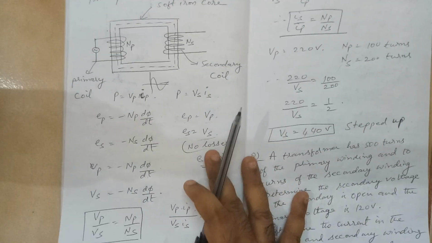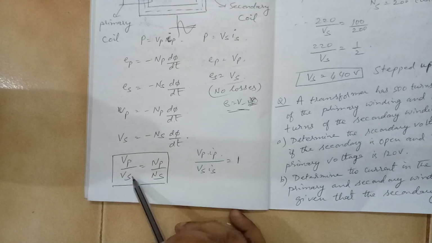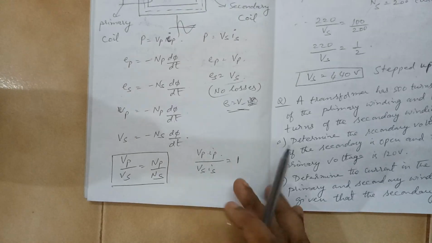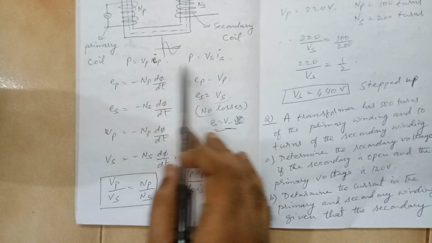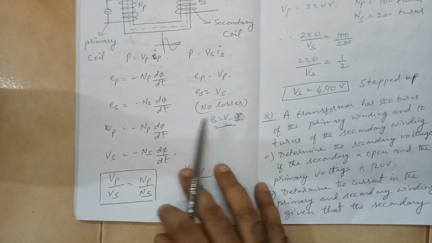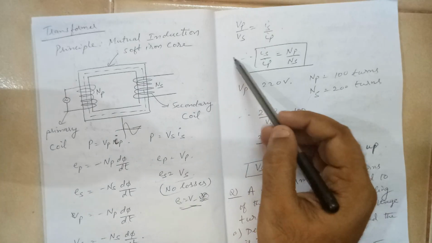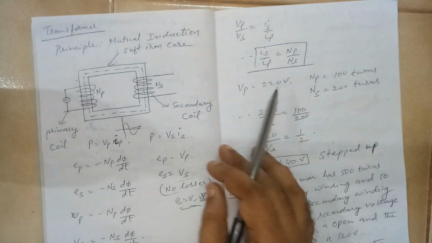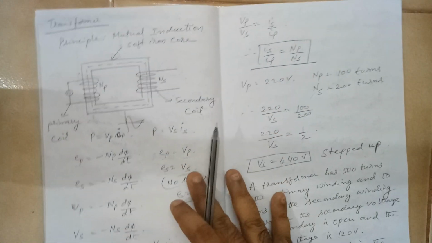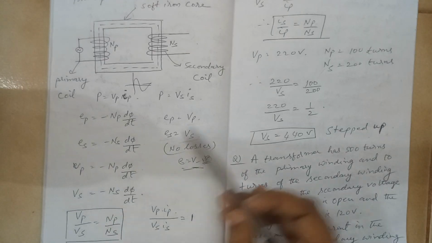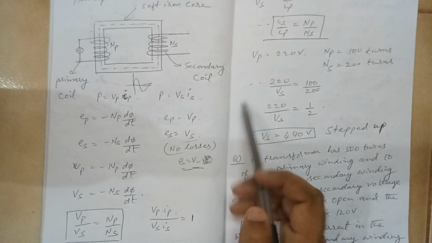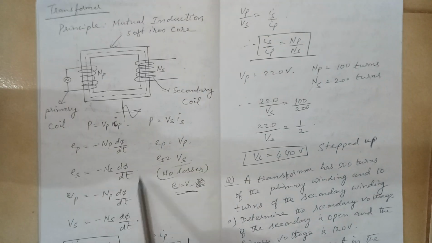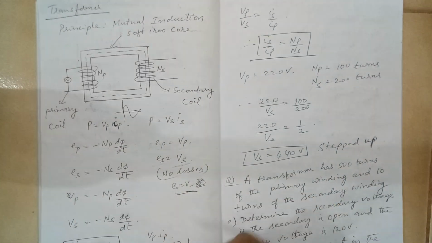Okay, so here you are getting that Vp by Vs is equal to Np by Ns. So this is one equation. Here you can see that both the powers are same, so these two will be equal. So from here you get another equation, which is Vp by Vs is equal to Is by Ip. So you can use this equation, Vp by Vs is equal to Is by Ip, which will be equal to Np by Ns.